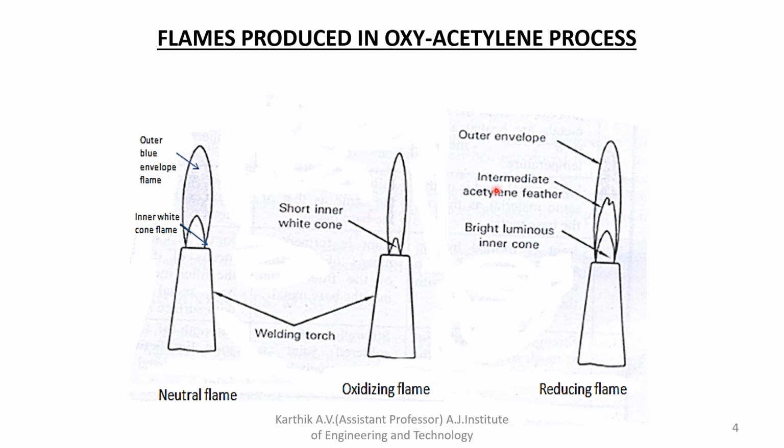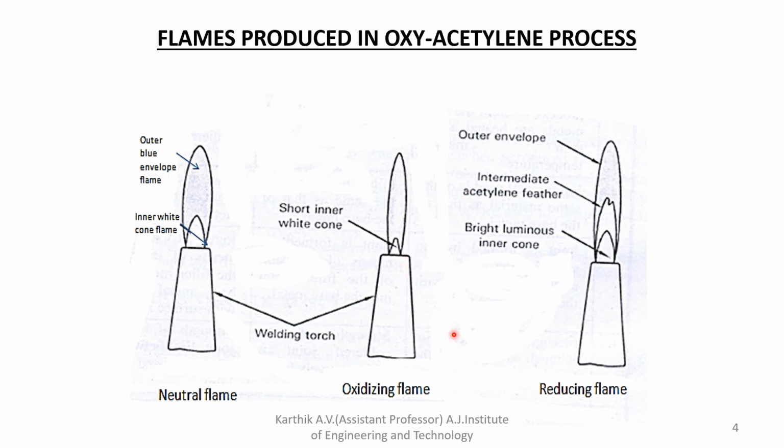Next, the last one is the reducing flame. It is also called a carburizing flame. So here acetylene gas is higher, so 70% acetylene gas, along with 30% oxygen gas, is used. Then you can observe three layers of flame. First is the inner cone, a bright luminous inner cone you can observe. Along with that, the intermediate acetylene feather, and the outer envelope, one big flame, also you can observe.